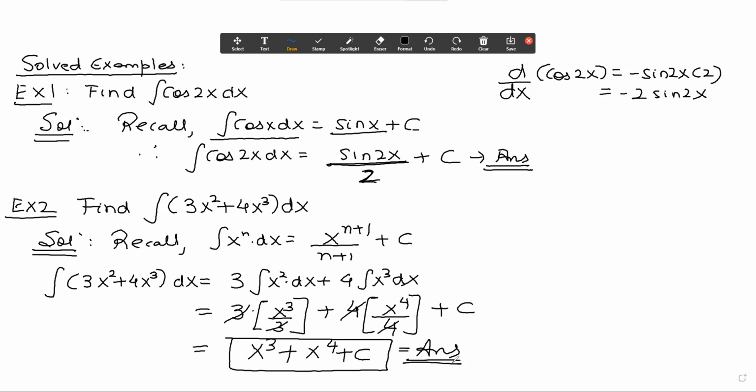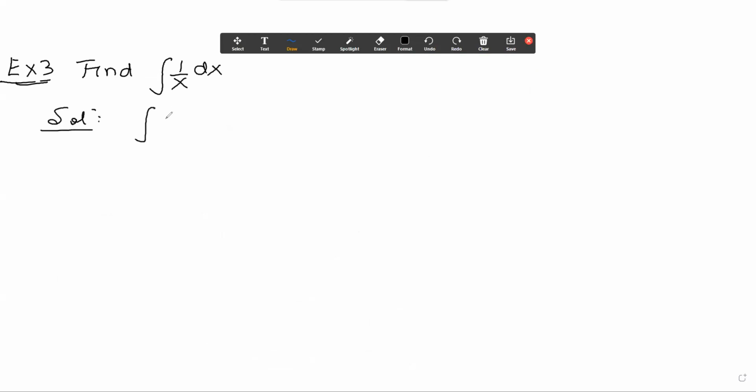So I hope all students are clear with this. Example 3. All what we are using is the table which I have given you, the formula table. So find integral 1 upon x dx. So solution, we have just done, integral 1 upon x dx is nothing but log of mod x plus c. Okay.